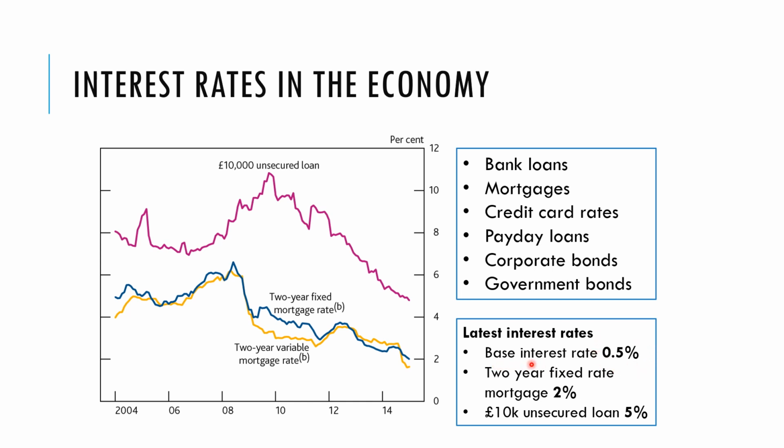So the base rate of interest is really the key rate of interest, and then there are other rates of interest depending on what you're borrowing and how risky you're considered. But as this moves up and down, these tend to move up and down as well.